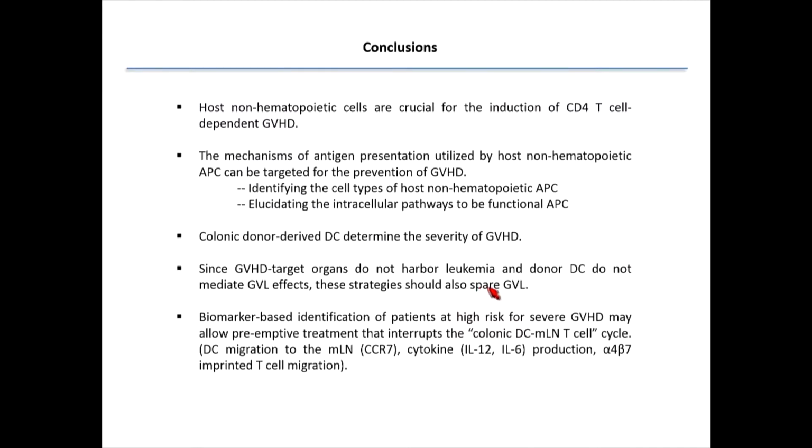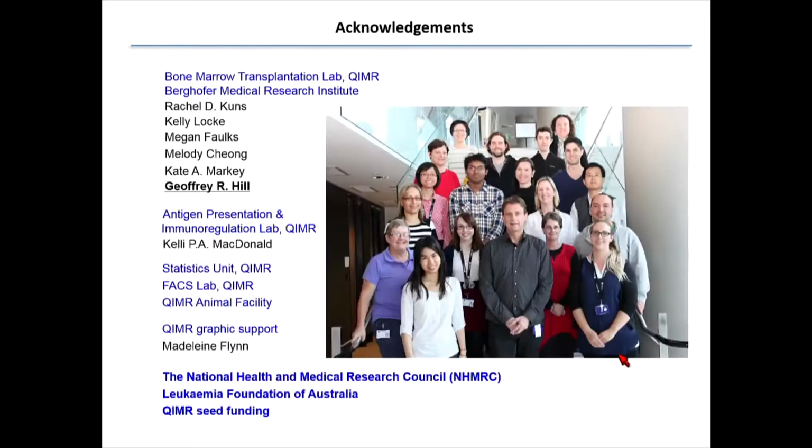Biomarker-based identification of patients at high risk for severe GVHD may allow preemptive treatment that interrupts the chronic mesenteric lymph node T cell cycle. The candidates would be CCL7, IL-12, IL-6, or alpha-4 beta-7 molecules.